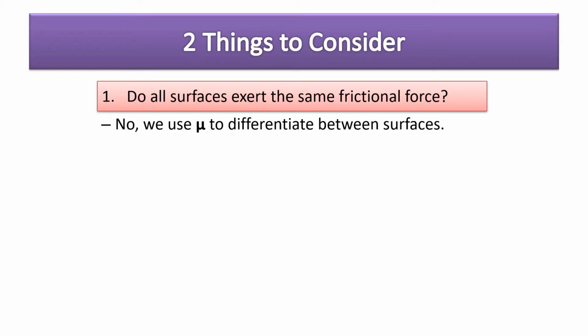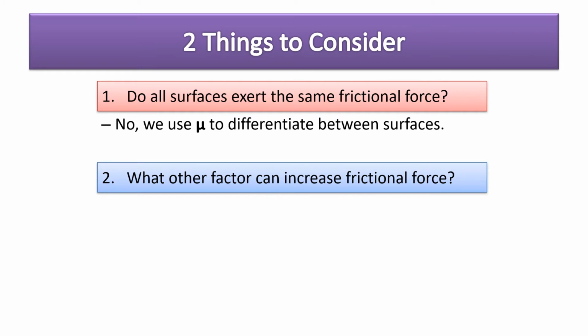So that answers the first question. Do all surfaces exert the same frictional force? No, we use the mu, the coefficient of friction, to differentiate between surfaces. Then the second question is, what other factor can increase the frictional force? What do you think? Don't think about the surface material or anything like that. What's something else we could change to increase or decrease the frictional force?